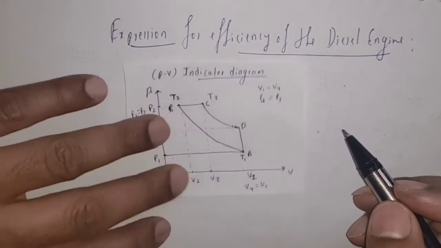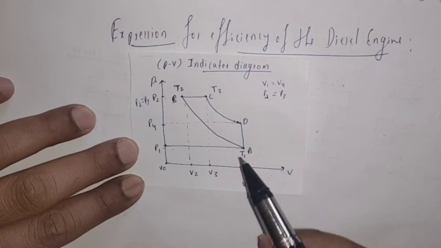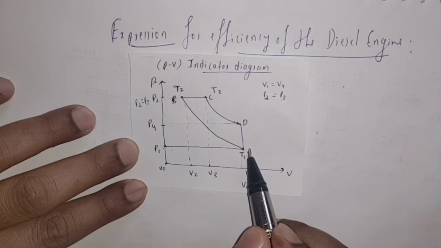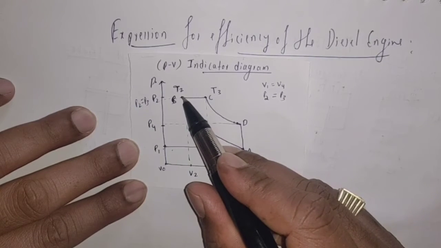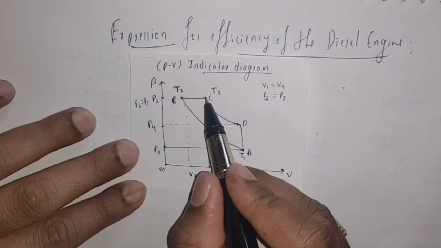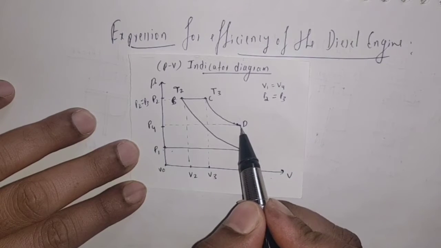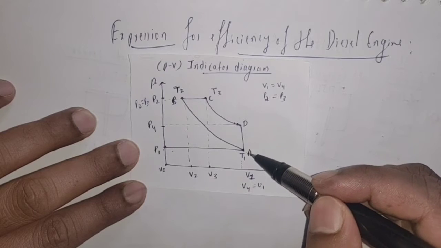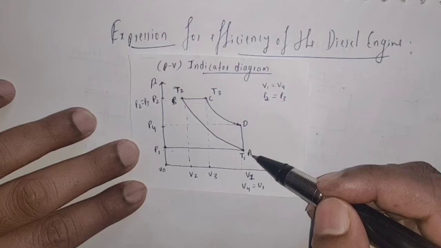Okay, in the last video I discussed the PV diagram. Here you can see that P1A represents the suction stroke, AB represents the compression stroke, BC represents the working stroke, CD represents adiabatic expansion, and DA represents the sudden change in the temperature and pressure of the system.